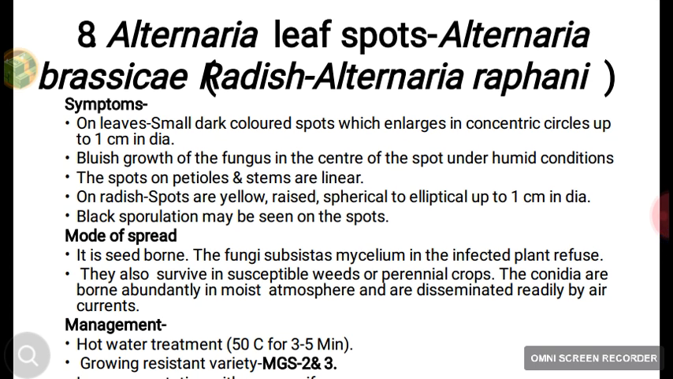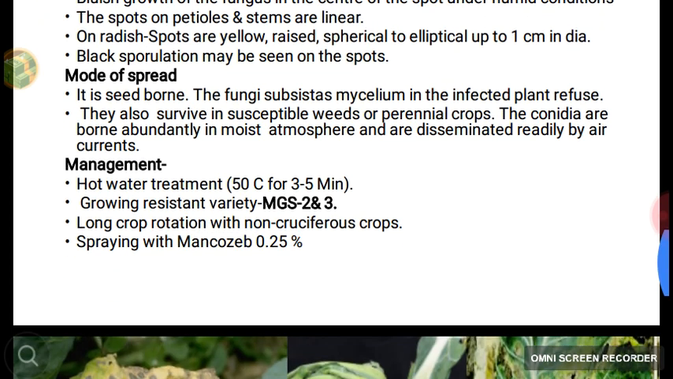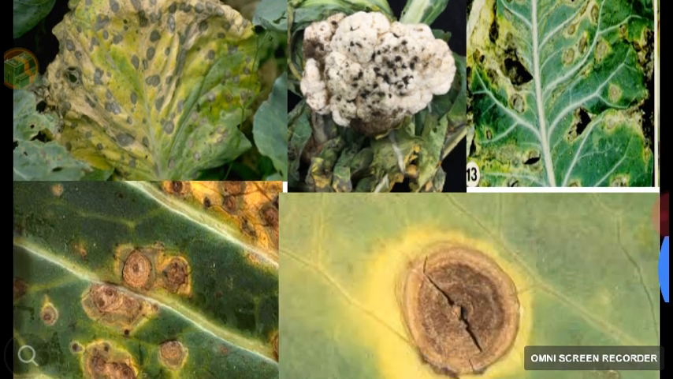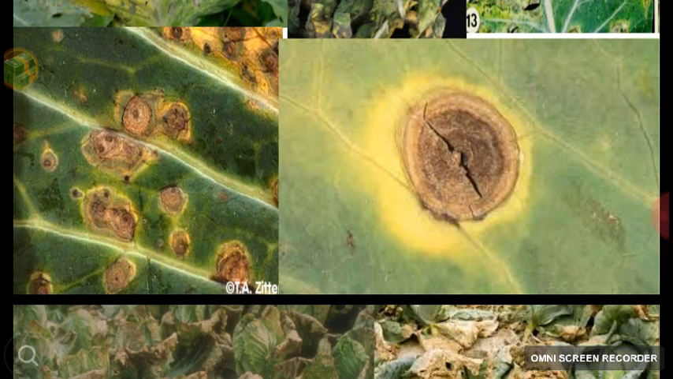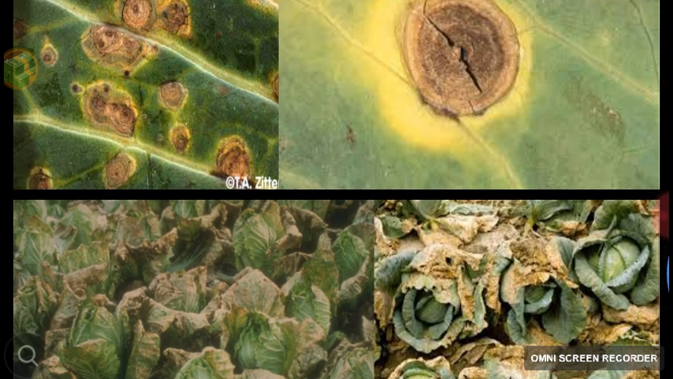Alternaria leaf spot, Alternaria brassicae or Alternaria alternata. We can always see spots 1 centimeter in diameter, and they are elliptical. Of course, concentric rings can be seen in case of Alternaria leaf spot. Hot water treatment is efficient. See, you can see here the concentric rings in the spot, 1 centimeter in diameter, surrounded by a yellow halo. Let's have a great glance.